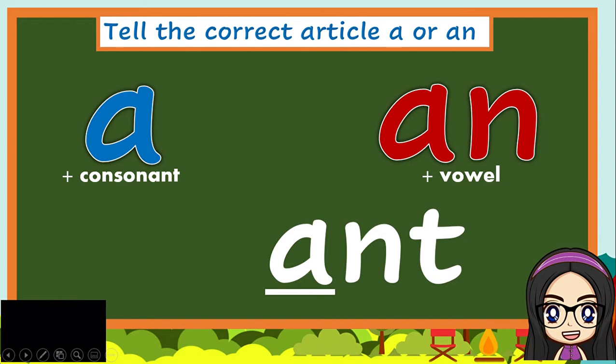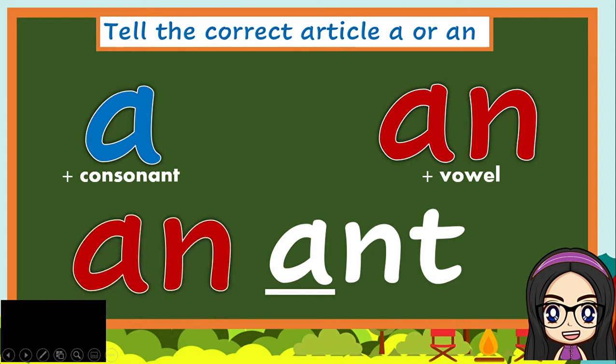Alright, so let's see if your answer is correct. And the correct answer is an. So why do we use an? Because the first letter of the word is A, which is a vowel. So again, in our rule, when the first letter of the word is a vowel, A-E-I-O-U, we will use the article an. If it's a consonant, we will use A. And since A for ant is a vowel, therefore, we will use article an.